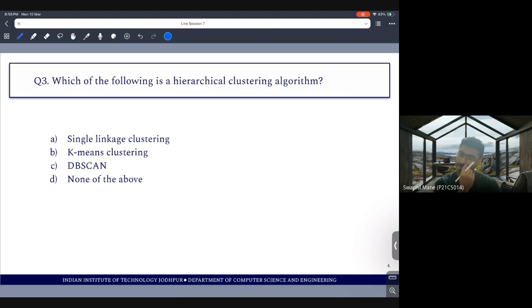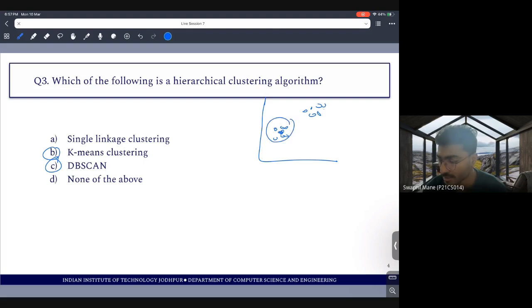Someone is saying A. Okay, let's discuss. DBSCAN and k-means fall into the partition clustering part. Partition clustering algorithm means you have a distribution of points, and you consider a centroid, as in k-means, and based on this centroid, whichever points are closer, they form clusters here.